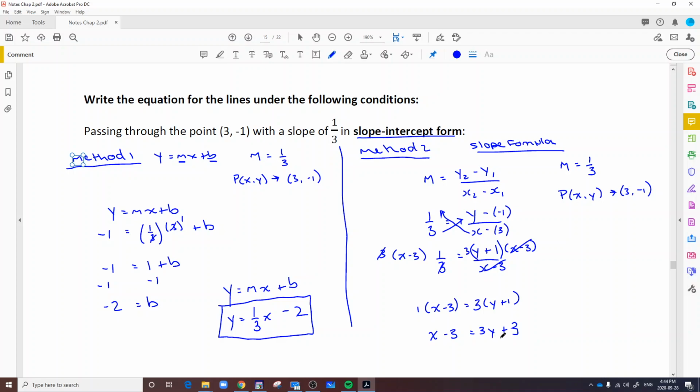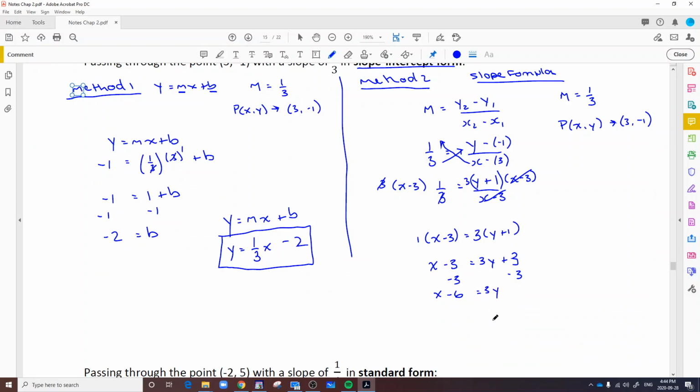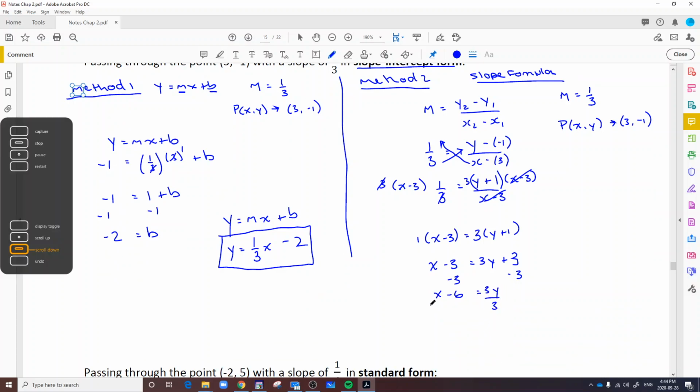Now, if you want it in standard form, put your variables on one side and your number on the other. If you want it in slope-intercept form, just solve for y. So I'm going to subtract 3. I get x minus 6 is equal to 3y. And then I'm going to isolate y by dividing every term by 3. I get 1/3 x, so don't forget there's always a 1 out here, minus 2 is equal to y. So y equals 1/3 x minus 2.